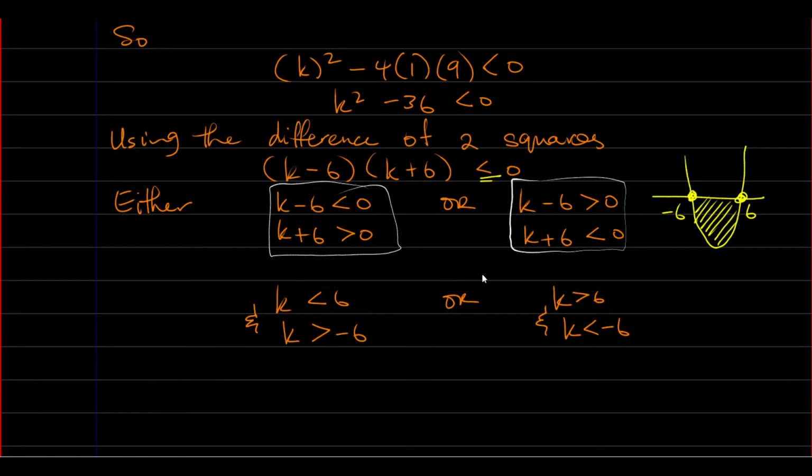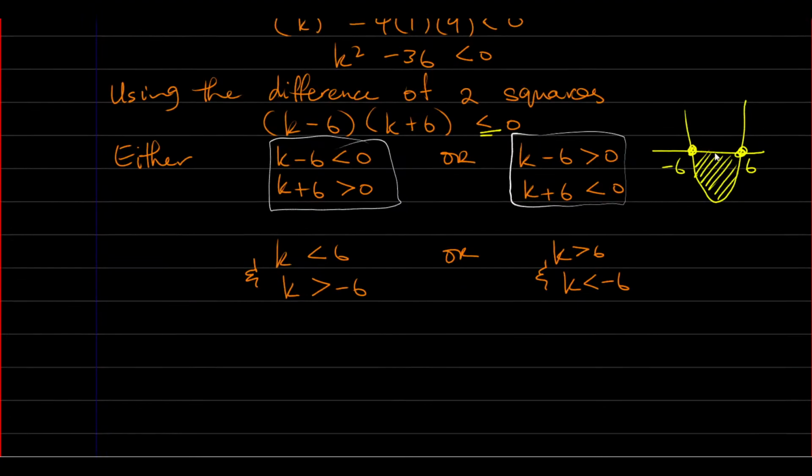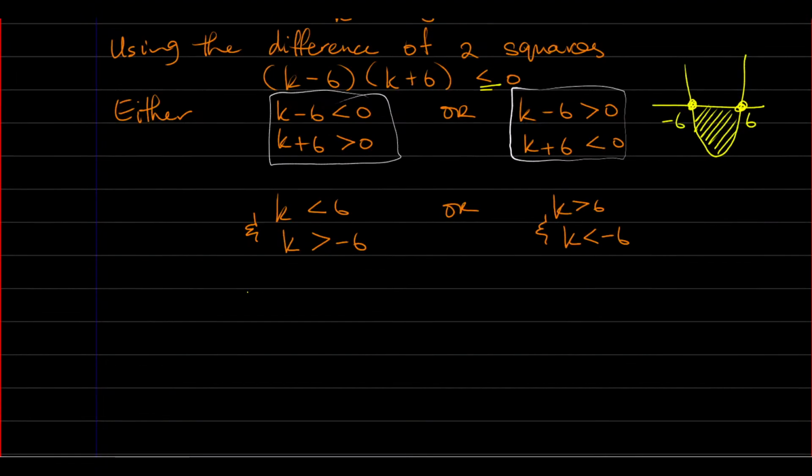As long as I find the roots of these two, I would have been able to just draw this and get my solution. But I wanted to show you both ways. So you can see that you have one solution here and you have another solution here. And the one that matches from this one here is going to be this one here. The k being greater than minus 6, which is this, and k being less than 6.